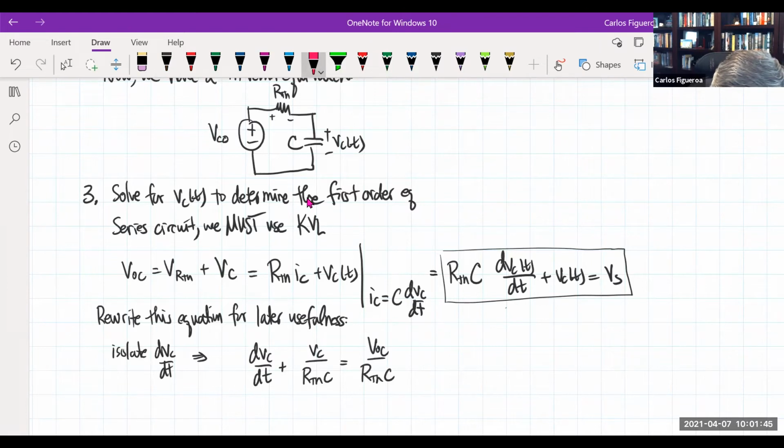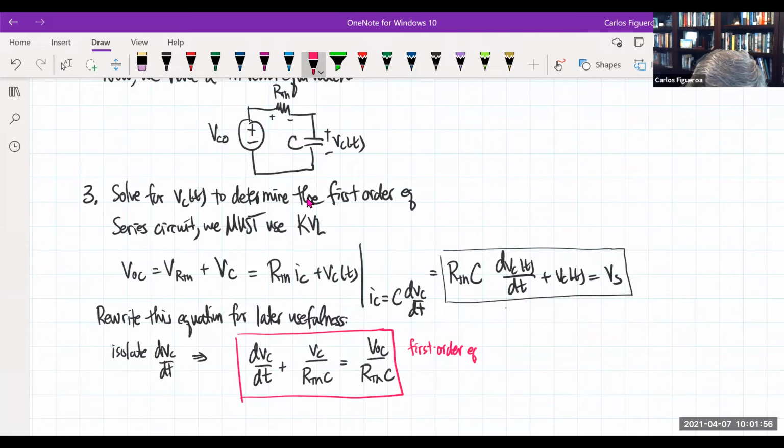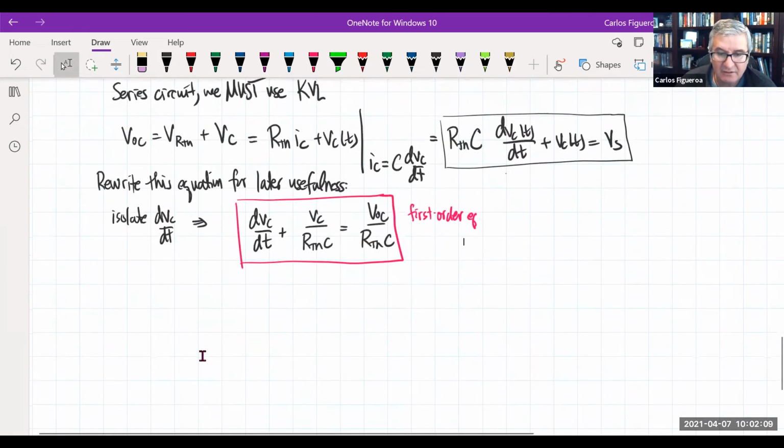And this is what I really call the first order equation, right? So this is our first order equation. And that's what we got to solve. So now that I got that, like I said, I want to make it useful for later on. And so what I'll do here is that I'll start solving this thing.